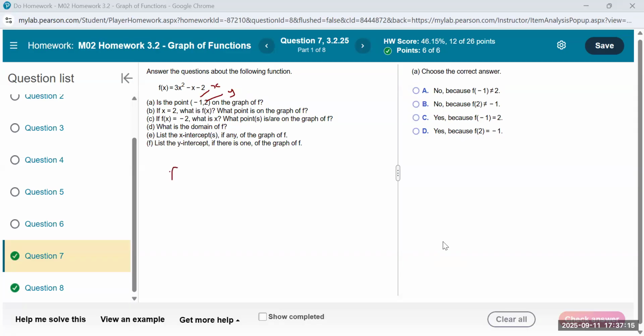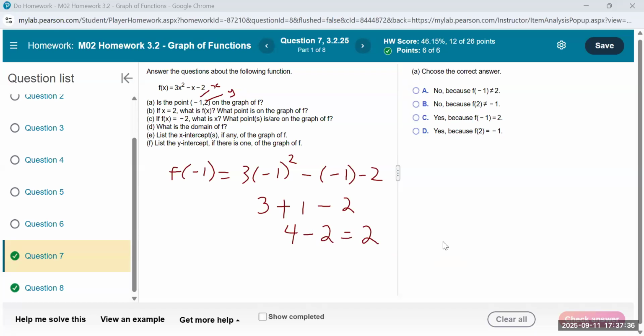You have f of -1. Wherever you see x, you plug in -1. And then you have 3 plus 1 minus 2. So 4 minus 2 gives you 2. Now, f of -1 is equal to 2, which is what? True. So if x is -1, your corresponding y is 2. So this is true.